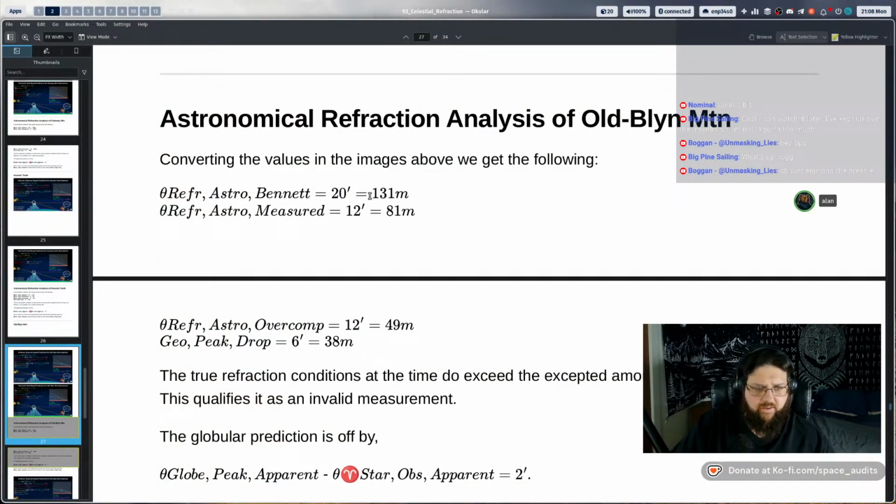Okay, so the refraction converted into meters for this location is 131 meters of lift. Remember, the drop over distance was supposed to be 38 meters, so basically 40.